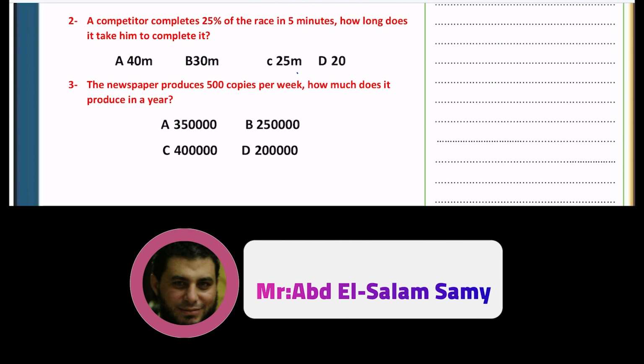A newspaper has 500 copies per week. How many copies will they have in 1 year? Remember that in school we always use 52 weeks per year, but in GAT we are using our Hijri year, which is 50 weeks. So here I just multiply it by 50. 500 multiplied by 50. 5 by 5, 25. I have 3 zeros, so 25,000.